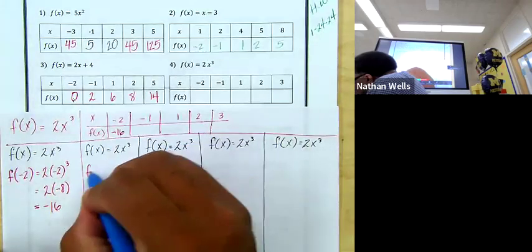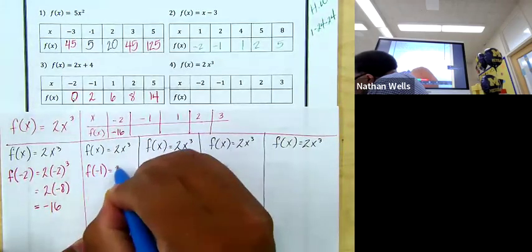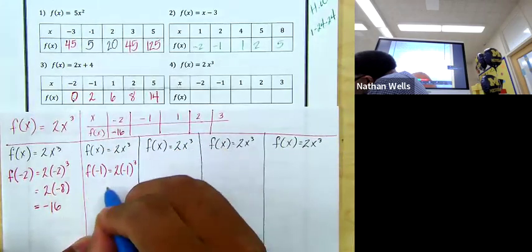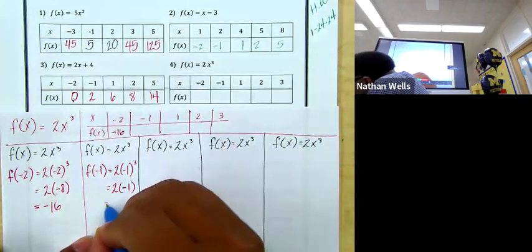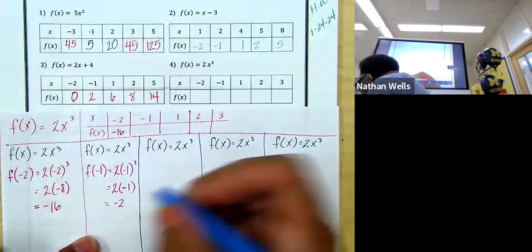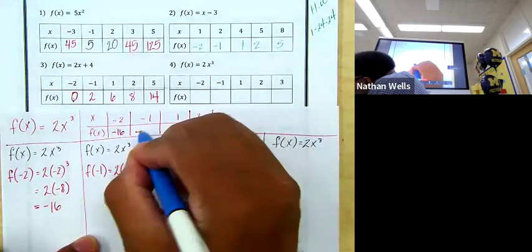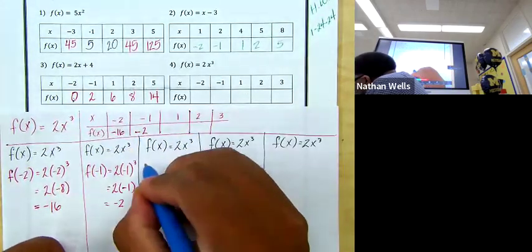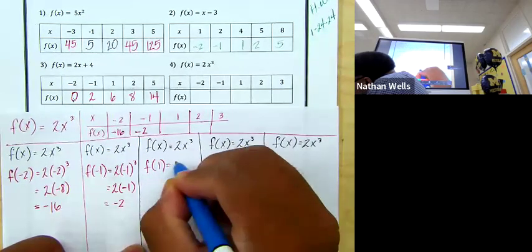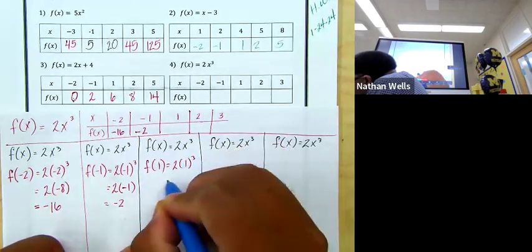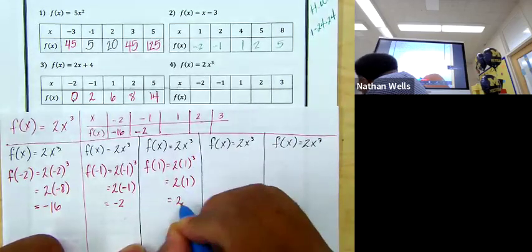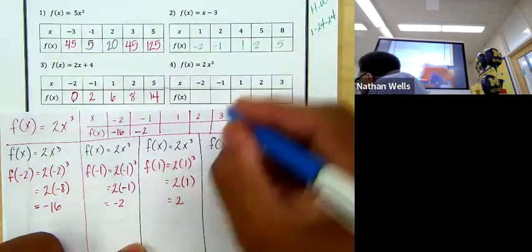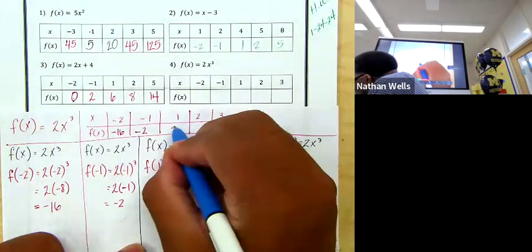Well, what happens when x is equal to -1? -1 times -1 is +1 times -1 is -1. 2 times -1 is -2. When x is 1, 1 to the 3rd power is 1. So f of x is 2.